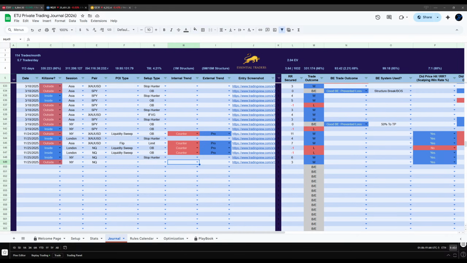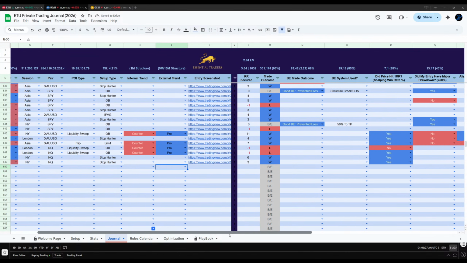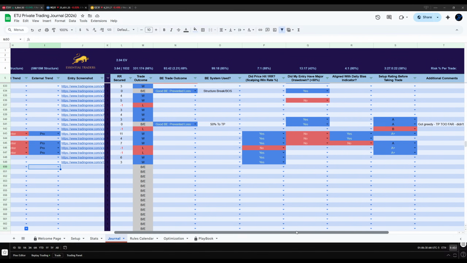Stop hunter, and then the second setup was also stop hunter. These are both stop hunter setups. So for stop hunters, you don't need to fill out PD type or internal or external trend unless you really want to. For me, it doesn't make too much sense.